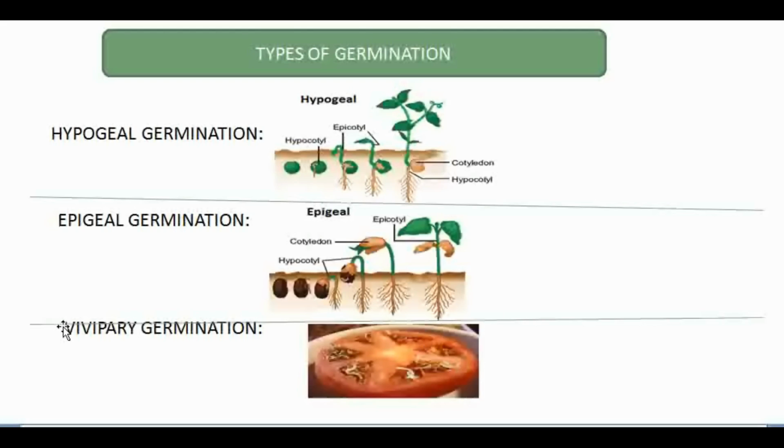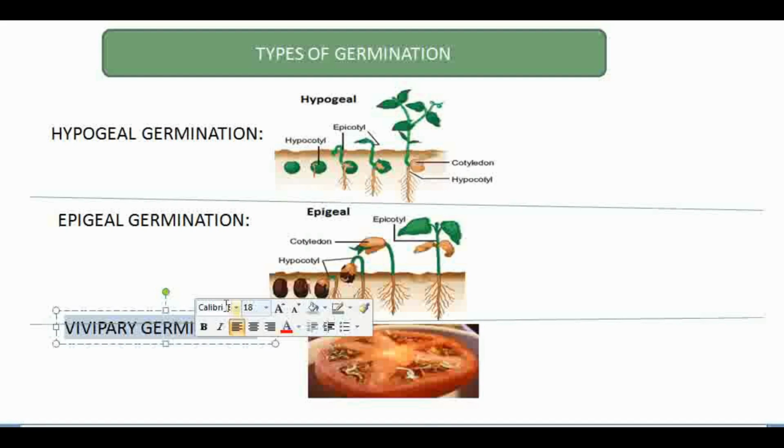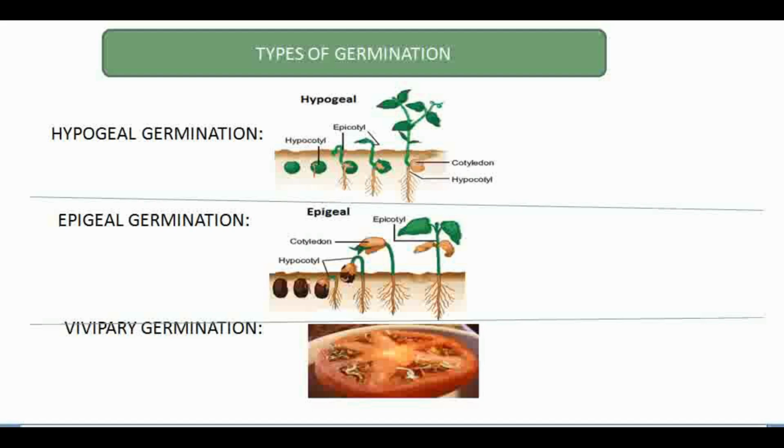The third one is vivipary germination. Vivipary germination means that the seed will germinate when it is already attached to the plant or the fruit. You can see this case in the tomato in the picture. The seeds are inside the tomato only. We haven't kept them in the soil. We haven't kept them in water. But they have already germinated inside the fruit itself. So this type of germination is called vivipary germination, which will germinate inside the parent plant or the fruit itself.